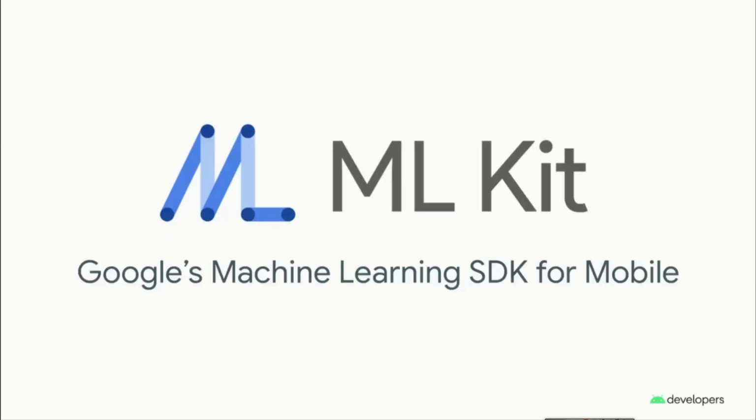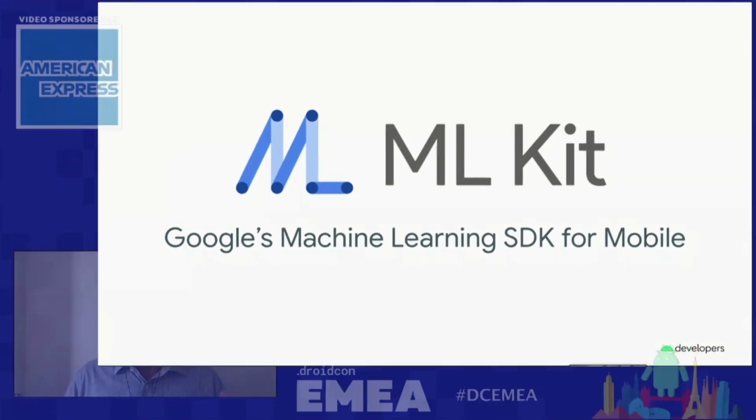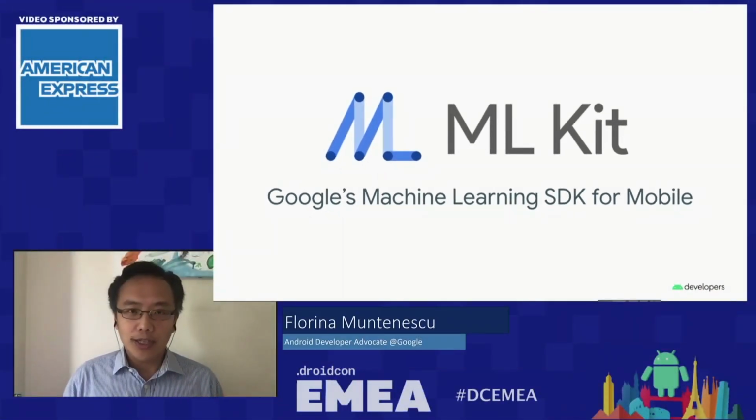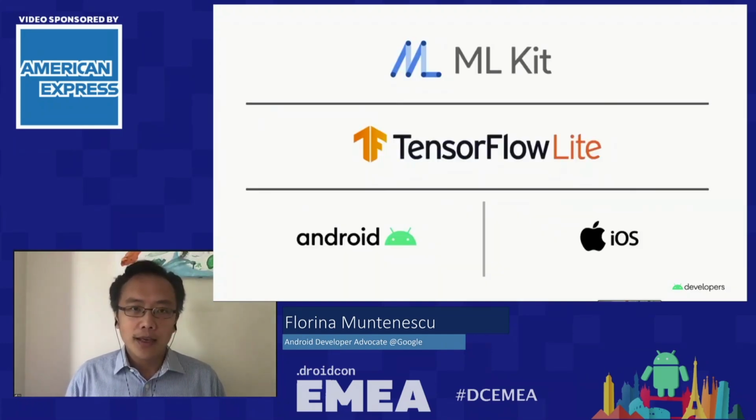So with ML Kit, it is a ready-made library that is ready to use, just like any other SDK. You can access the APIs via Java or Kotlin, and there is absolutely no ML expertise required. It's built on top of TF Lite, and it is cross-platform.